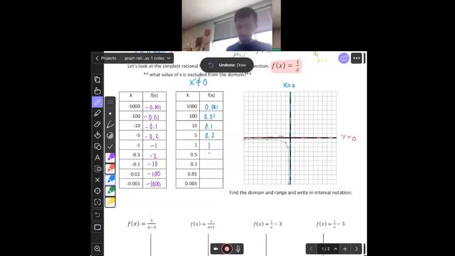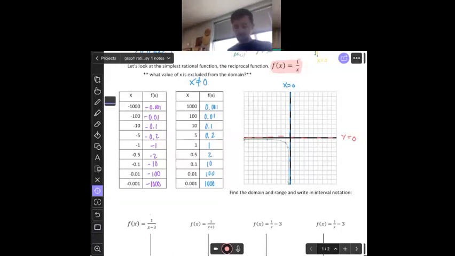What am I doing here? Tenth gives me 10, 100th gives me 100, 1,000th gives me 1,000. Exact same numbers, just no negatives, right? So as we plug in positive numbers, we get positive answers. Again, the very large positive inputs give us very small positive outputs. Very small positive inputs give us very large positive outputs.